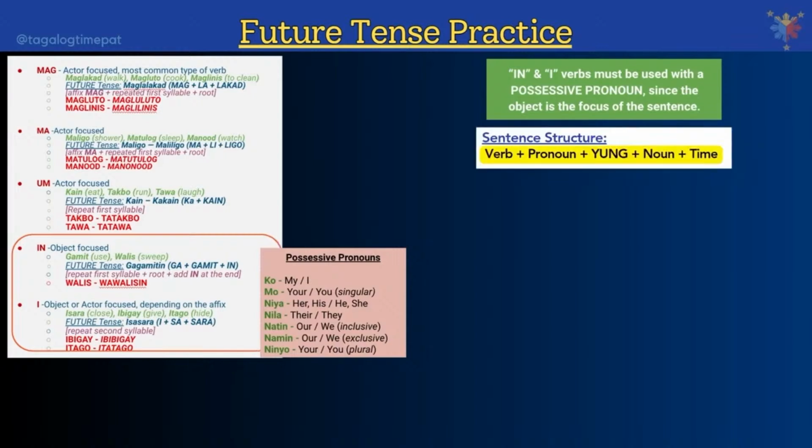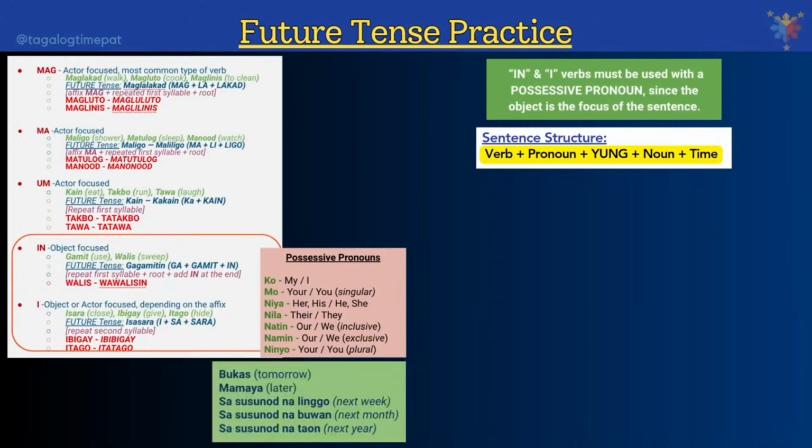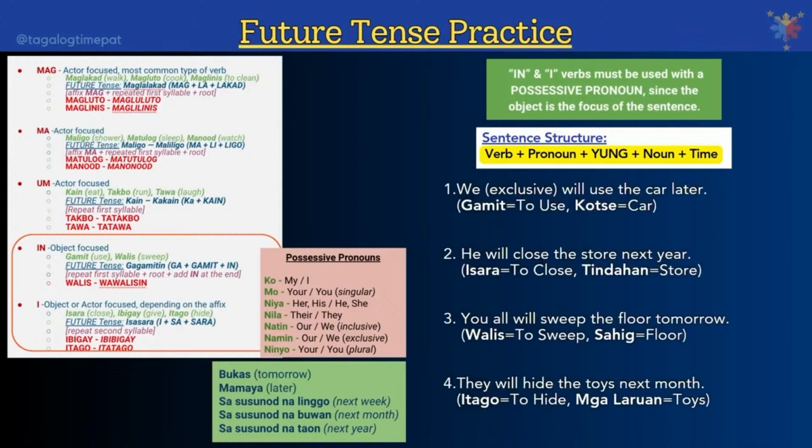And the sentence structure is verb plus pronoun plus the word yung, which means the. Then it's the noun, then it's time. And again, the box in green has the vocabulary terms to indicate future tense. And now let's do these examples.